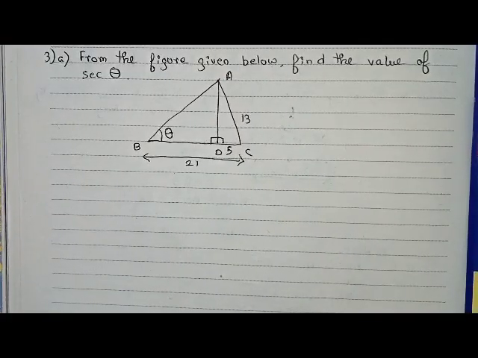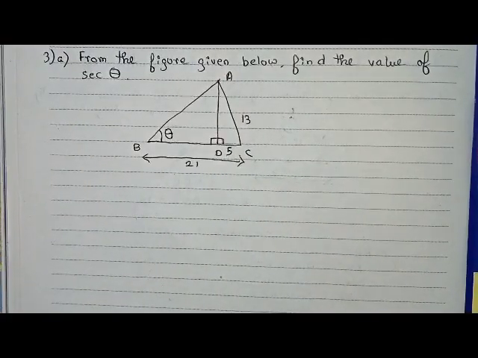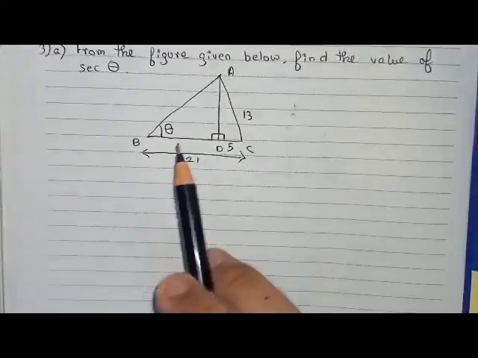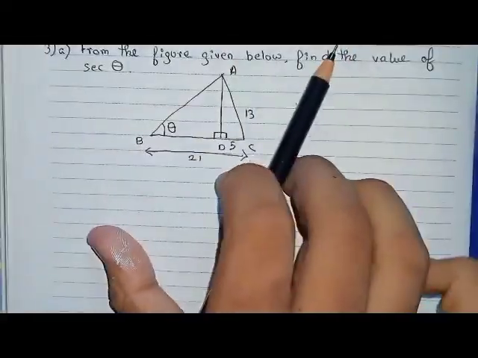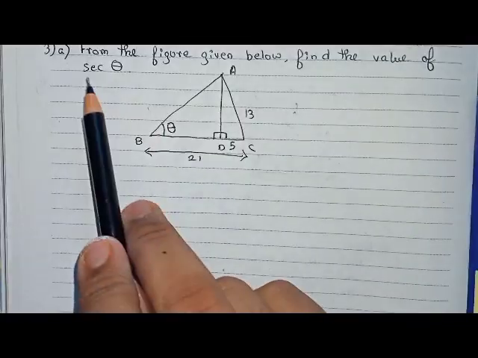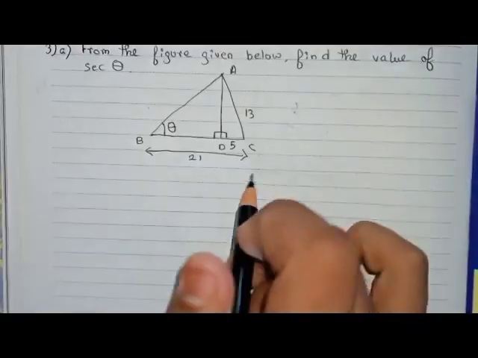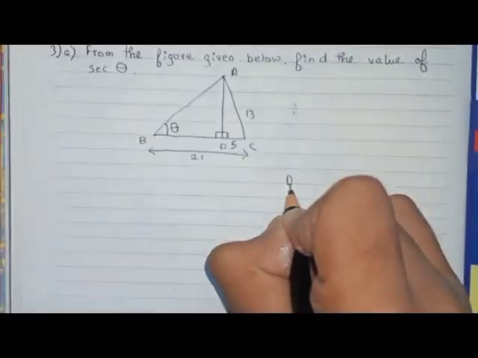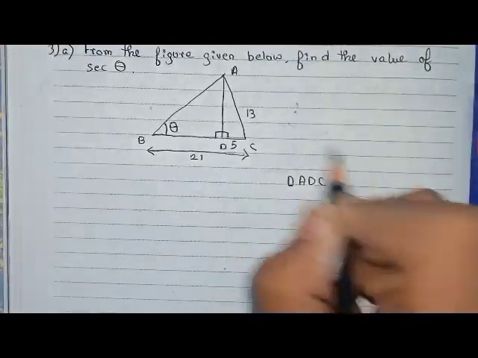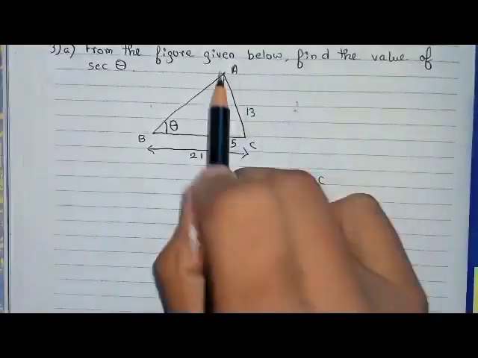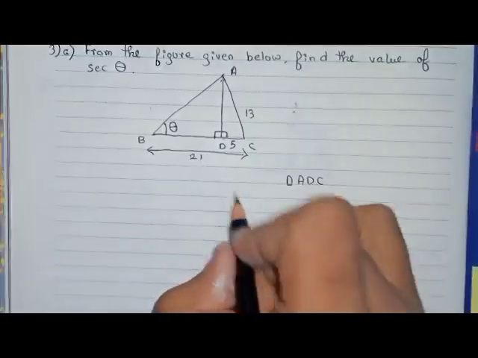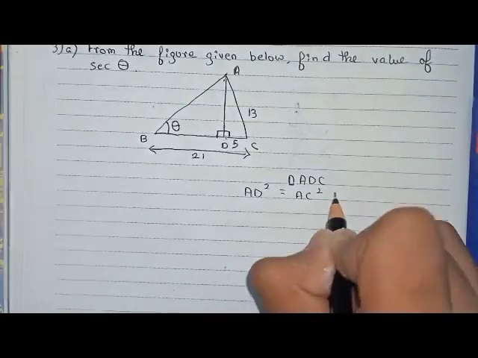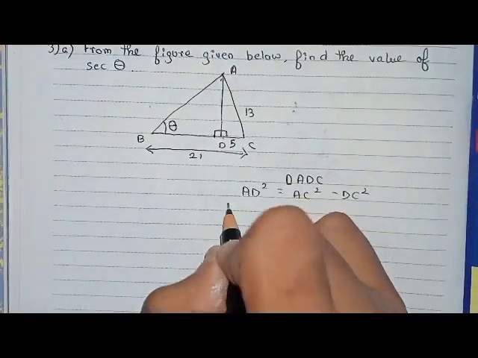Question number 3a. From the figure given below, find the value of sec theta. So this is our diagram. First we need to find out the sides of this triangle so that you can apply the formula of sec theta. So first in triangle ADC, you have to find AD, with the direct formula. AD square is equal to AC square minus DC square.